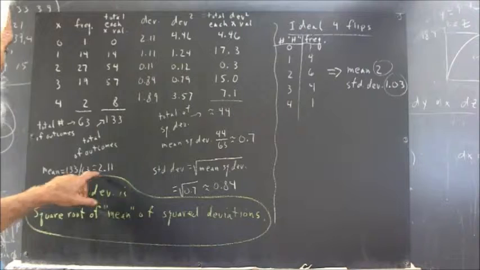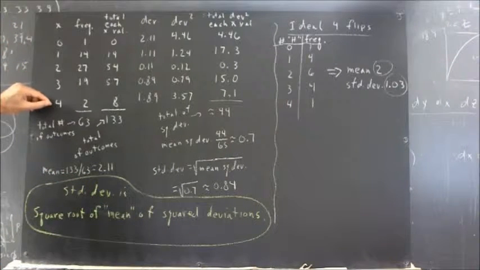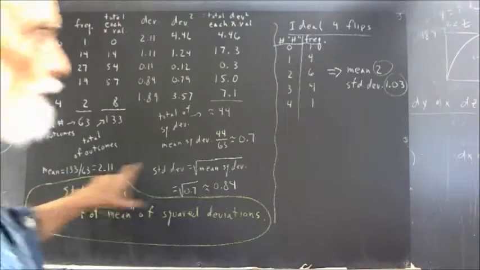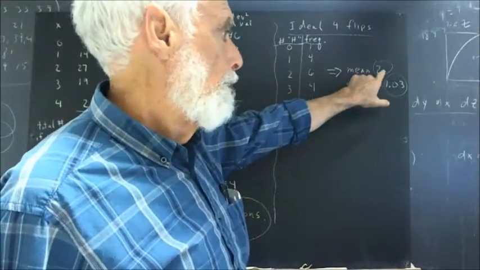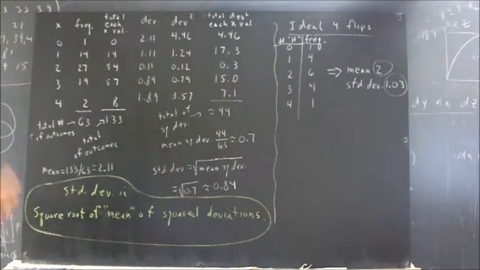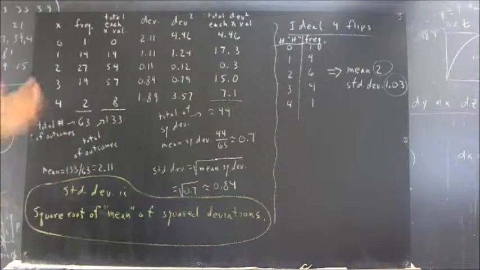Now, what's the deviation of each of these outcomes from the mean? The mean number of heads was 2.11. Notice that that compares pretty well with the expected mean of 2, with the ideal mean of 2. It's pretty close to 2, but by the random process, it came out a little higher.